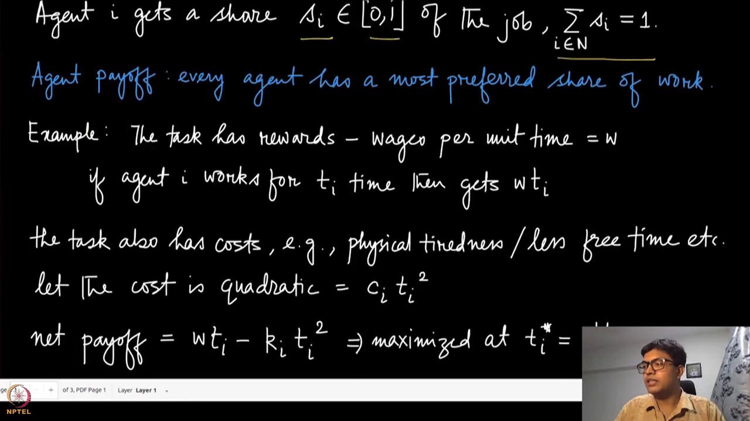You can imagine that these tasks may have rewards, or maybe wages per unit time. So let us assume that if a specific agent works for t_i amount of time, then it gets a constant wage for each unit of that time. So w·t_i is the total wage that it gets for working t_i amount of time. But at the same time, the agents have some cost for working. For instance, it could be physical tiredness, or less free time, or whatever it is. And this cost, let's assume, is quadratic.